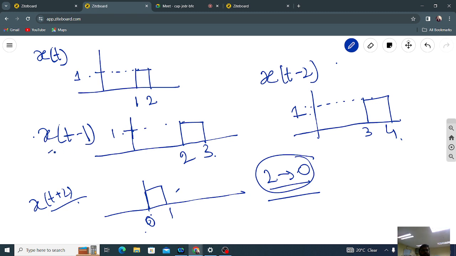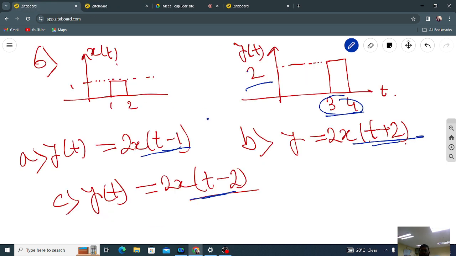So for x of t minus 1, it is from 2 to 3. X of t plus 2, it is from 0 to 1. And x of t minus 2, it is for 3 to 4. So this is the particular correct range, and then we just multiply this by a factor of 2. So what will happen? It will be multiplied by a factor of 2. So this is the output signal for 2 into x of t minus 2.